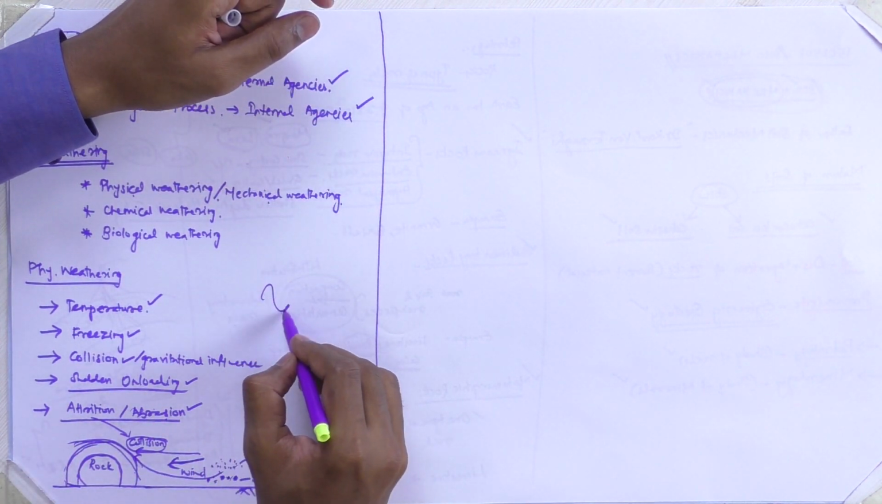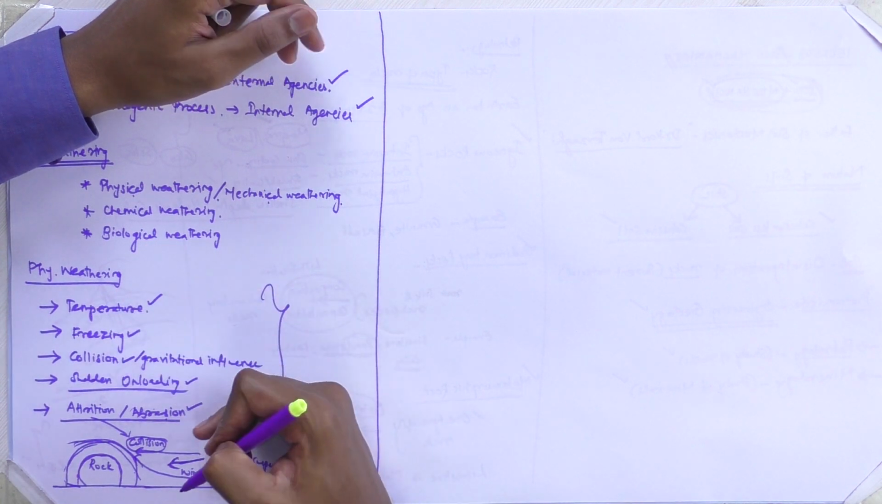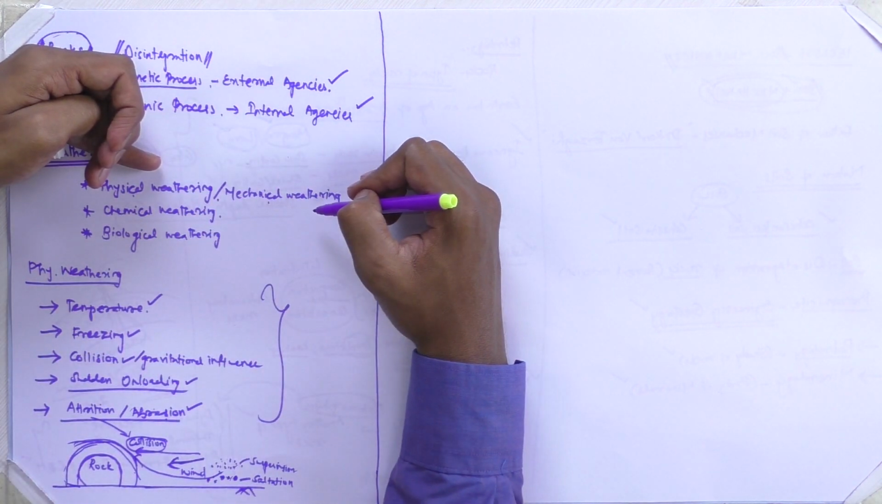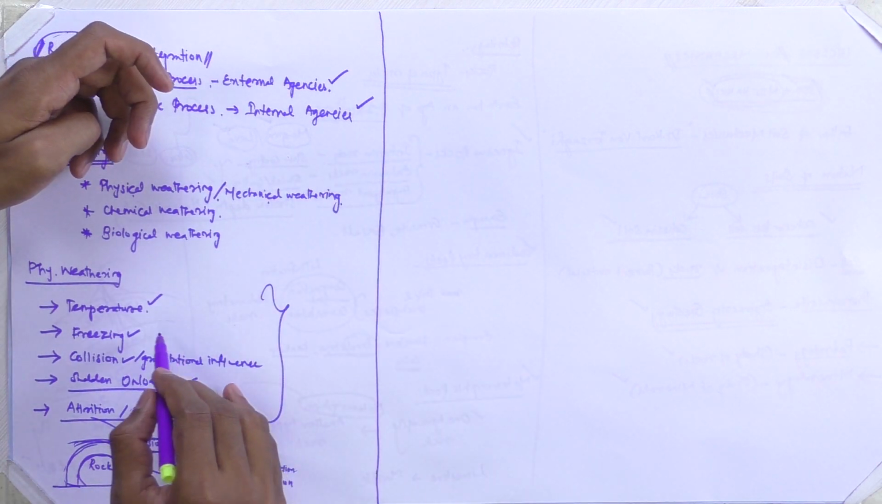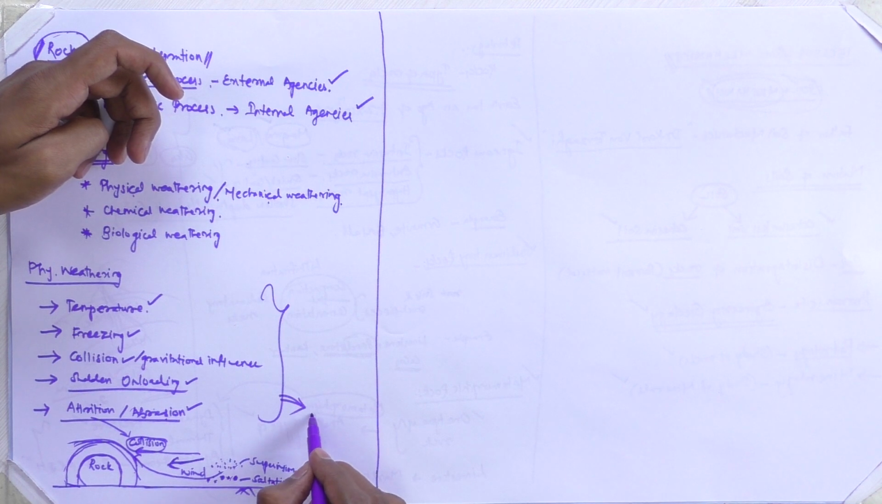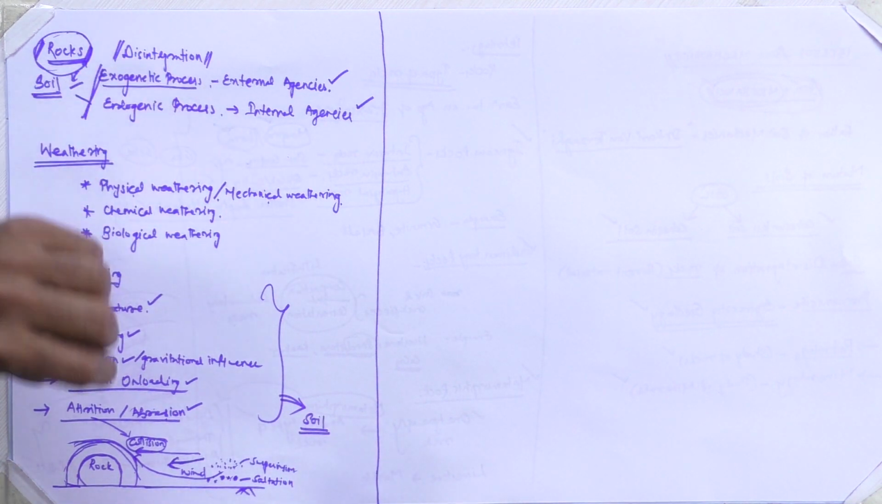So that is all about these processes, which clarifies physical weathering. At the end, all these different processes produce soil from rock.